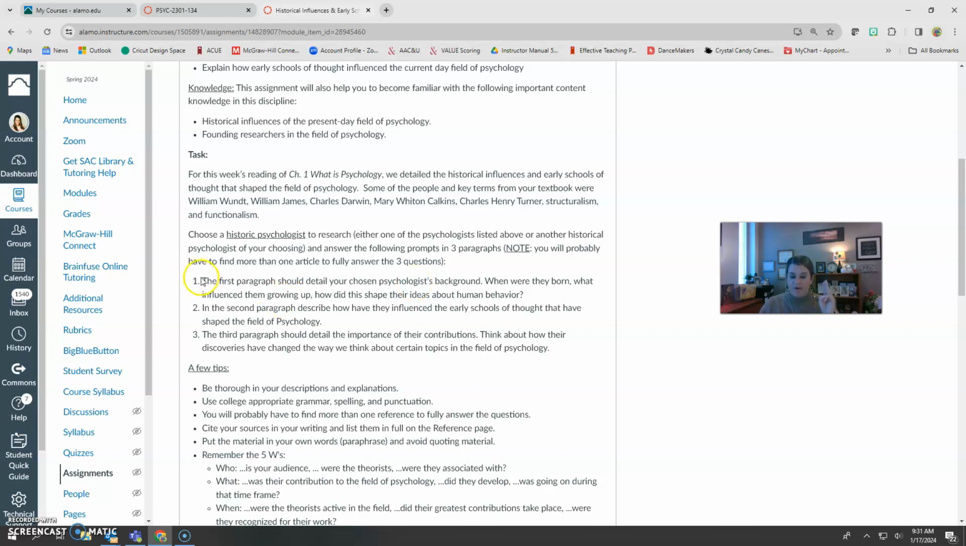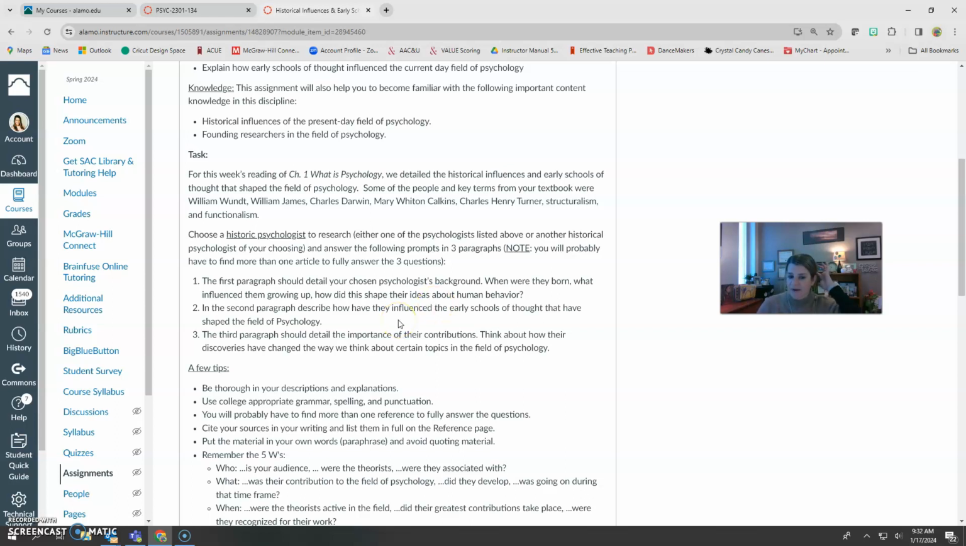So paragraph 1 will be over question 1, paragraph 2 will be over question 2, and paragraph 3 will be over question 3. You can see those right here. In the first paragraph, you're just going to give me the background of the person, when they were born, what influenced them when they were growing up. Just as you read about that theorist, give me the synopsis of who they are.